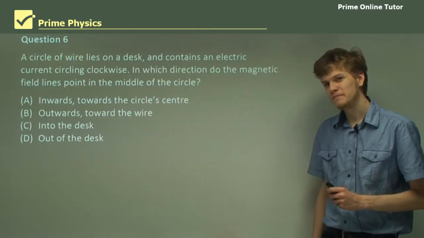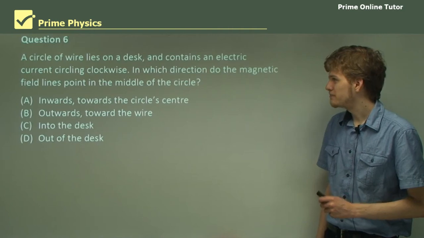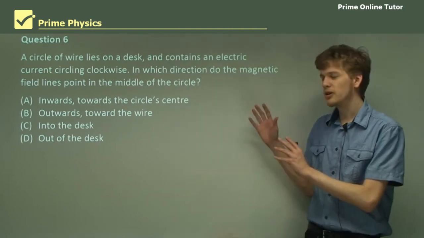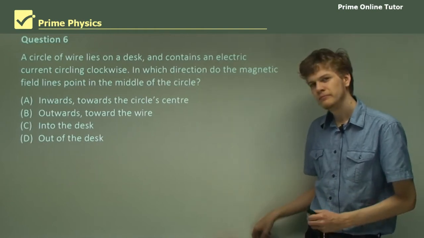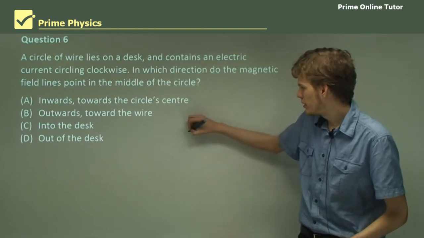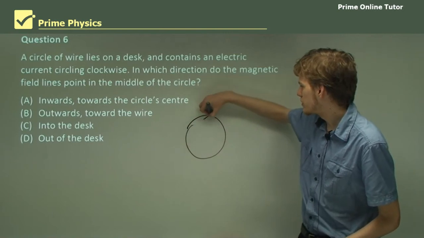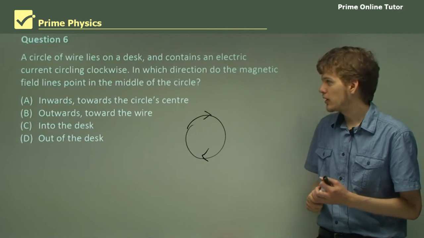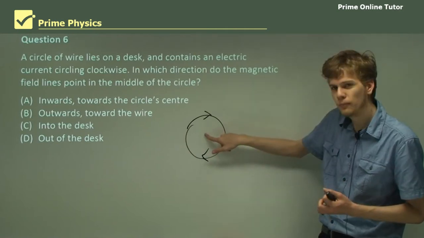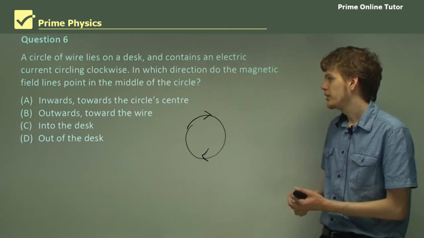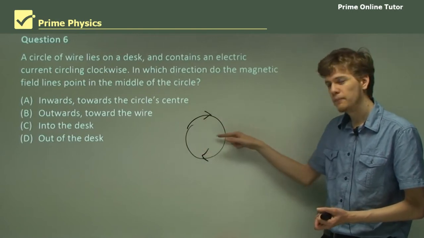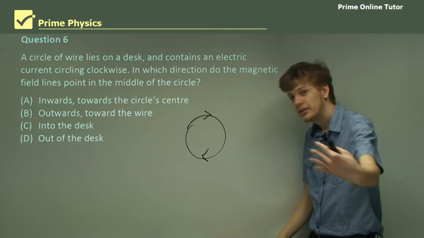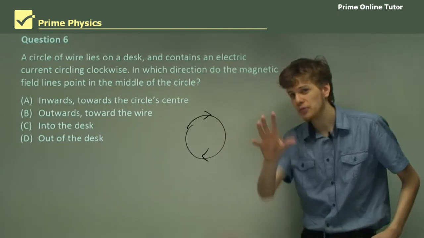Let's go on to some questions. Question 6. A circle of wire lies on a desk and contains an electric current circling clockwise. Let's draw a diagram, shall we? Clockwise will be in this direction. So in which direction do the magnetic field lines point in the middle of the circle? Do they point inwards towards the circle's center? Do they point outwards towards the wire? Do they point into the desk, or do they point out of the desk?